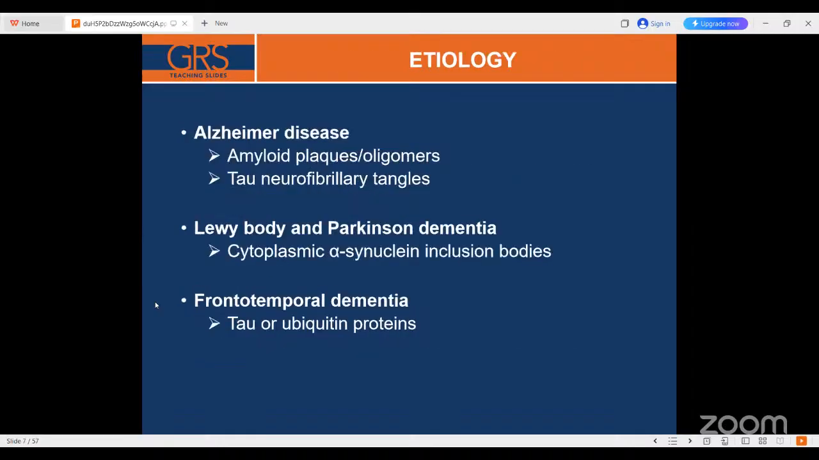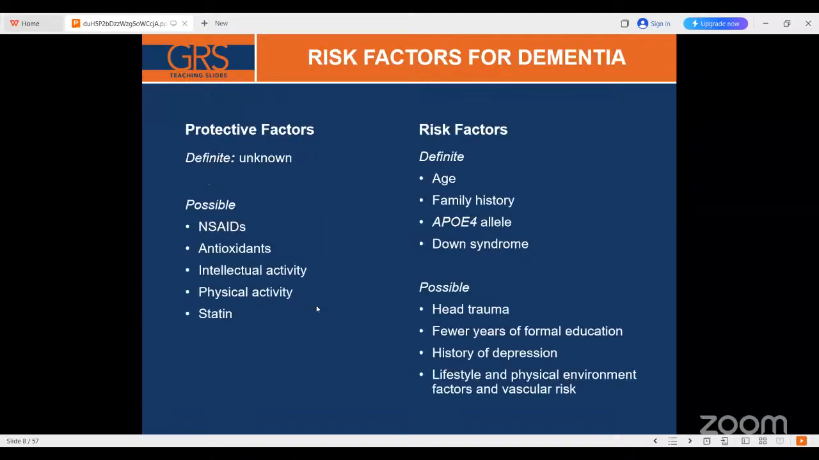So the etiology of dementia can be Alzheimer's disease, which is caused by amyloid plaques and tau neurofibrillary tangles within the brain cells. Lewy body dementia and Parkinson dementia are caused by cytoplasmic alpha-synuclein inclusion bodies within the neurons, and frontotemporal dementia is caused by tau or ubiquitin protein. These are the most common causes of dementia.